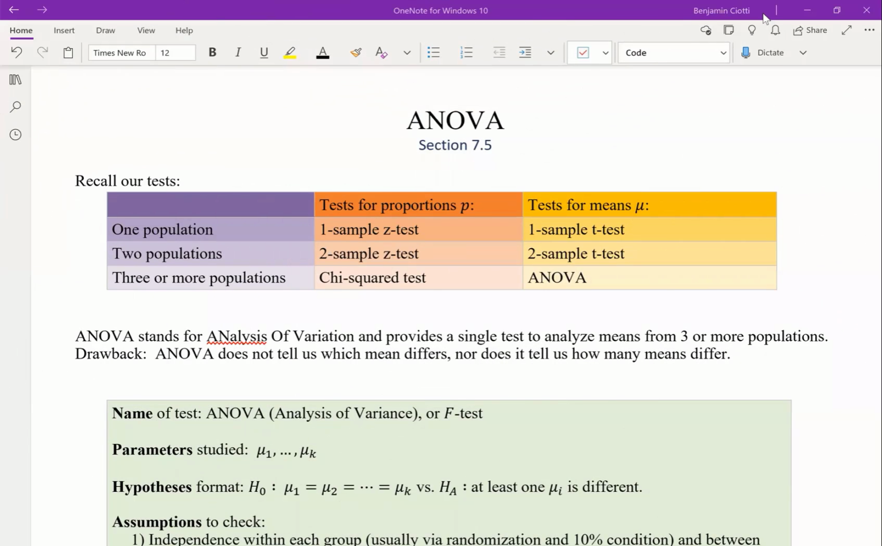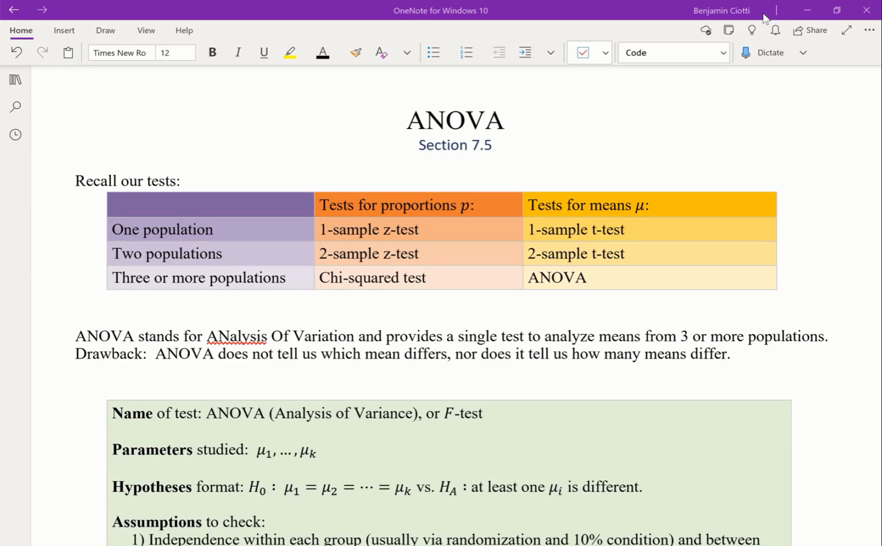Hey folks, so let's talk about ANOVA, analysis of variation from section 7.5 in the textbook. And hopefully you've already watched the textbook video that I posted. Well, this video of mine is going to pretty much elaborate on that, clarify some of the issues, and also I make these videos just so you have some notes that you can reference as well.